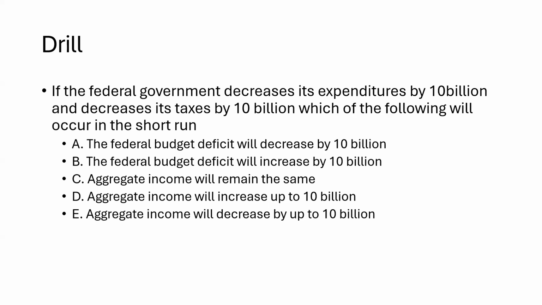So the drill is, if the federal government decreases its expenditures by 10 billion and decreases its taxes by 10 billion, which of the following will occur in the short run? So if the federal government decreases its expenditures by 10 billion and decreases its taxes by 10 billion, which of the following will occur in the short run? Okay, give you a minute or two, and then we'll come back.